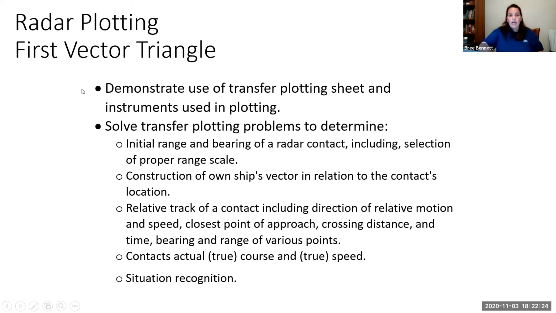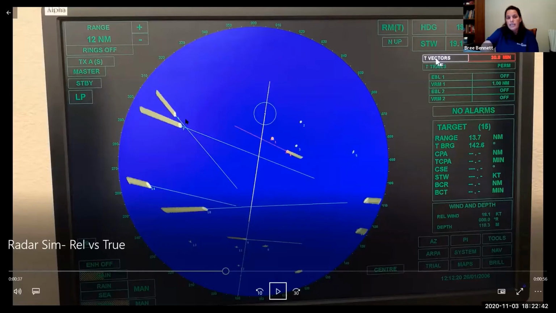So when we plot our first vector triangle, we're going to plot it on the radar plotting sheet. And if we were in the simulator, we would be looking, let's see, can I share this real quick? So we would be taking or noting the range and bearing. So we would be using that EBL and VRM. Okay, pop quiz, what does an EBL stand for?